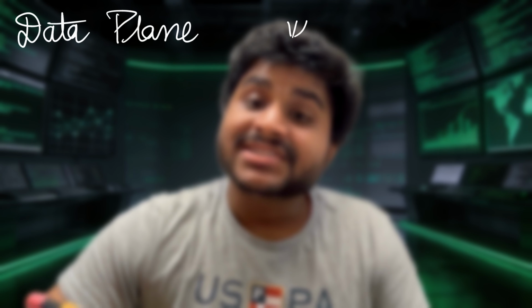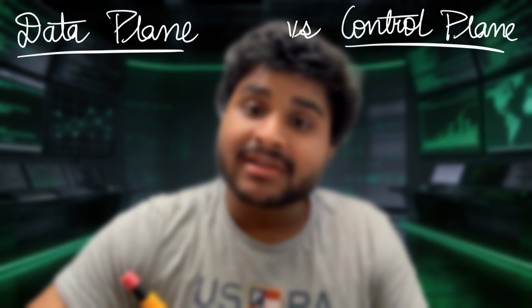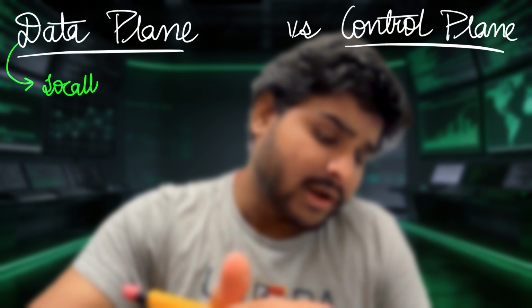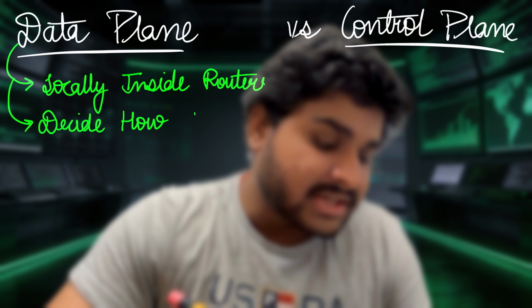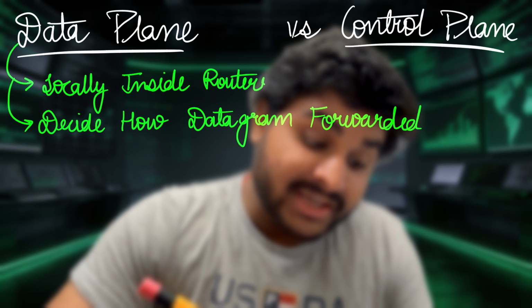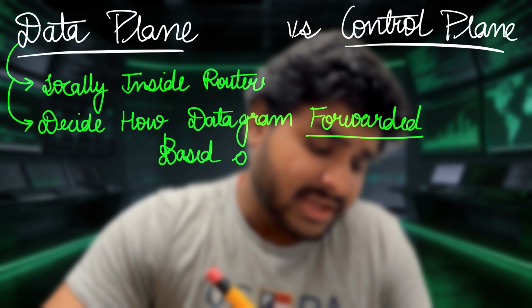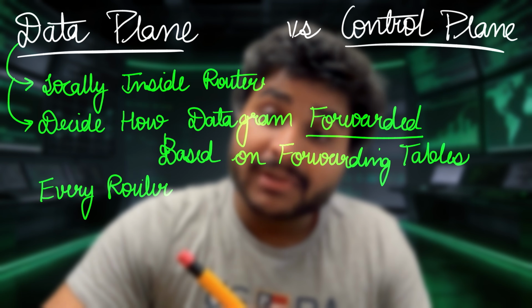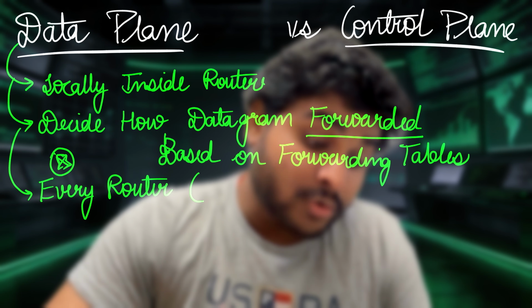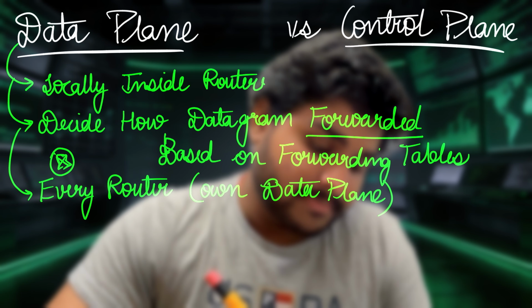Section 4: Data plane versus control plane. To manage forwarding and routing, the network layer is split into two logical planes. Data plane. It works locally inside each router. It decides how a datagram should be forwarded based on a forwarding table. Every router has its own data plane that does this job.